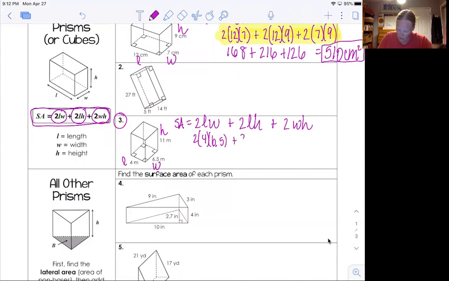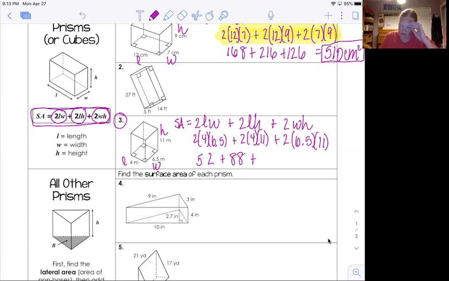And then I'm going to do 2 times 4 times 11. So I either found the right and the left or the front and the back. And then I'm going to do 2 times the 6.5 times the height, which is 11. And again, because we're doing all different parts of the prism, none of those should be the same. Okay, cool. So let's do the math, type it into the calculator. The first one's 52. Sorry about that, I'll rewrite my 5. 52 plus 2 times 4 is 8. 8 times 11 is 88.